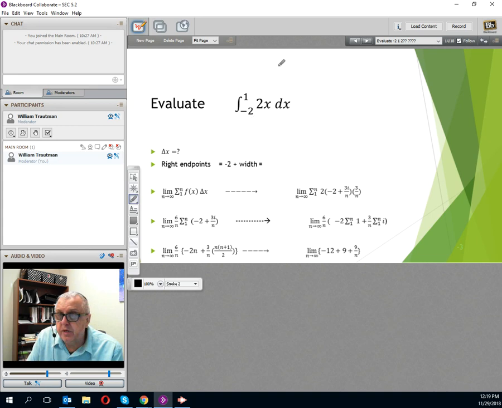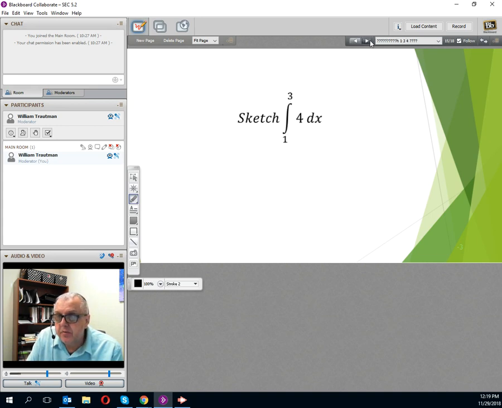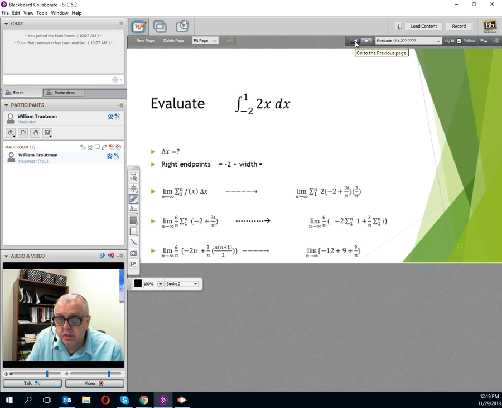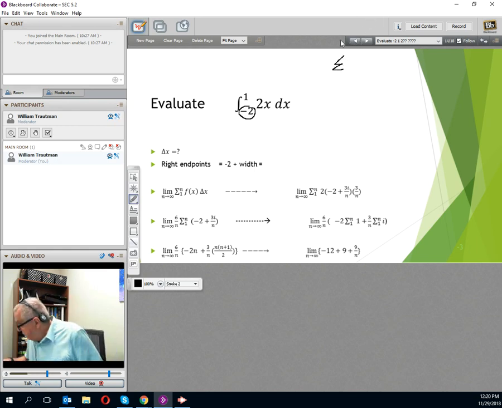So it talks about right endpoints here. It just wanted to do right endpoints. So let's talk about a right endpoint. The difference between this problem and the one from 5.2 is this number here. If you look in 5.2, we did integrals.